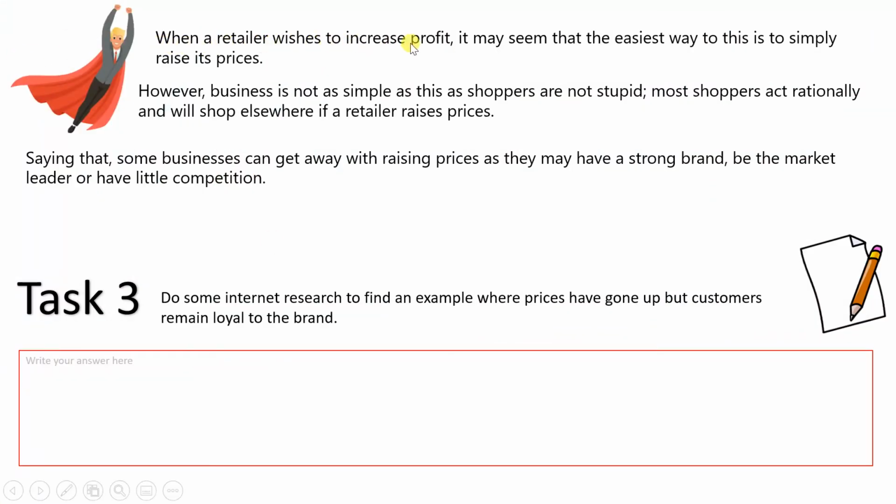When a retailer wishes to increase profit, it may seem that the easiest way is to simply raise its prices. However, business is not as simple as this, as shoppers are not stupid. Most shoppers act rationally and will shop elsewhere if a retailer raises prices. Saying that, some businesses can get away with raising prices, as they may have a strong brand, be the market leader, or have little competition. Task 3. Do some internet research to find an example where prices have gone up at a retailer, but customers remain loyal to that brand.